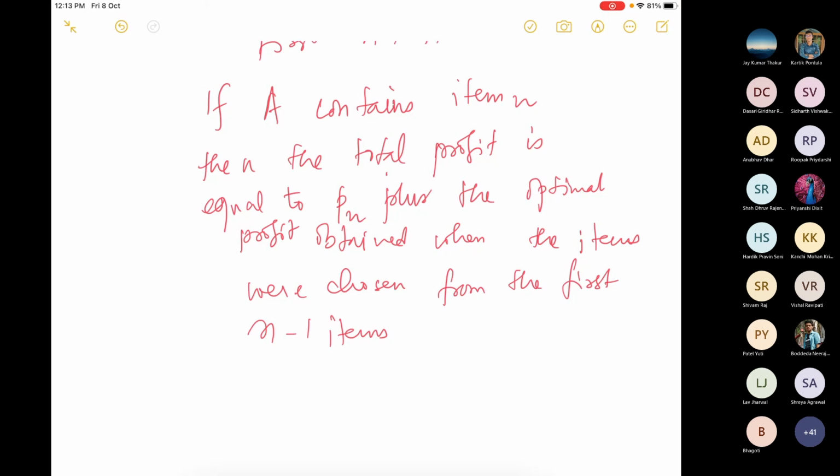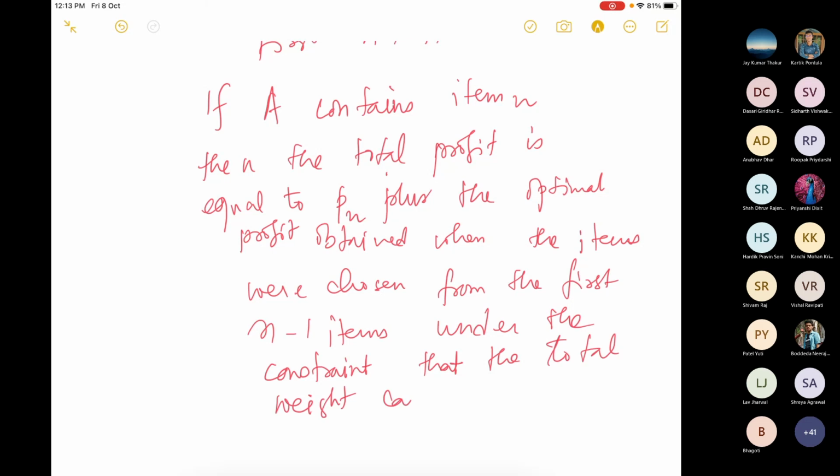So there is this constraint, under the constraint that the total weight cannot exceed how much? When can you add item n? Capital W minus Wn. The total weight cannot exceed this much.